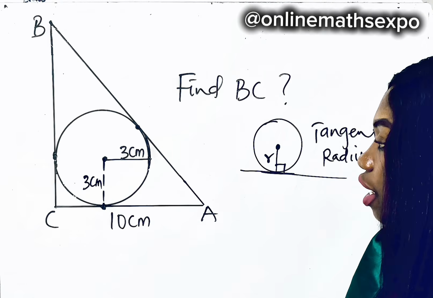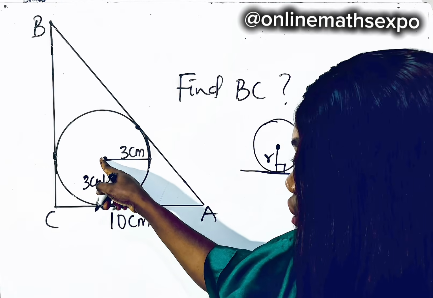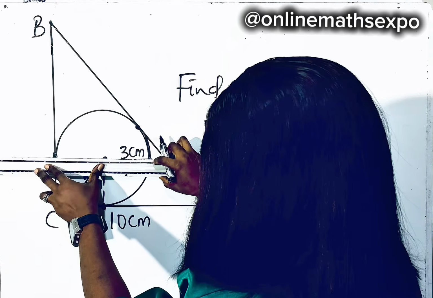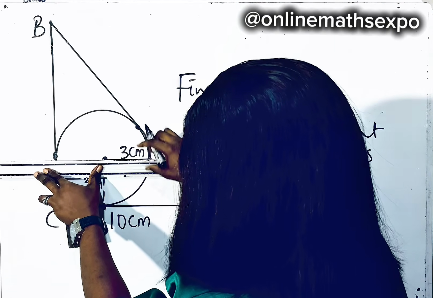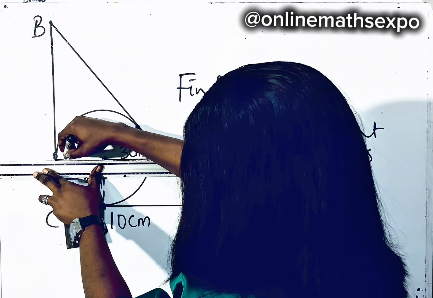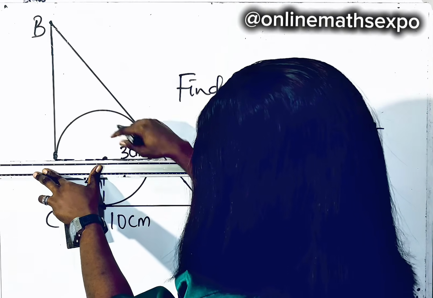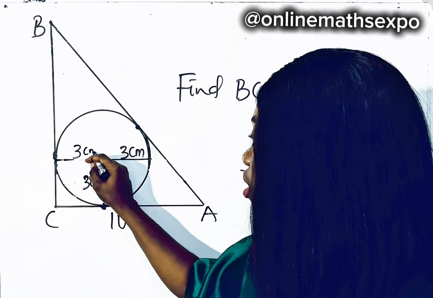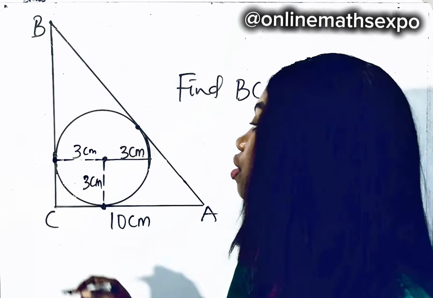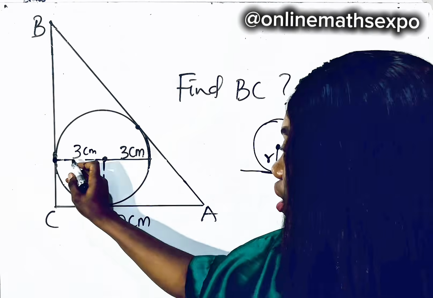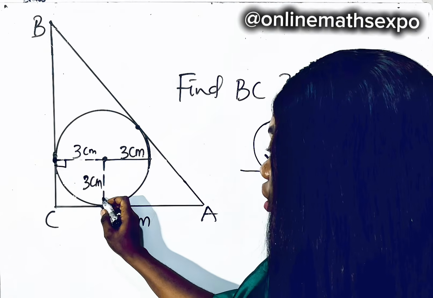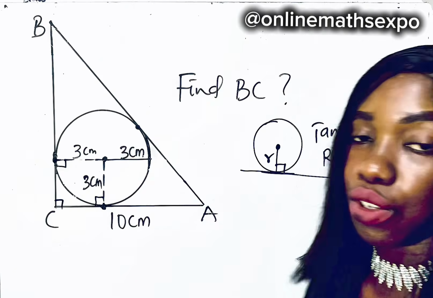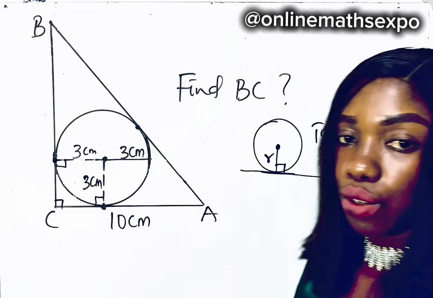Now, what should we do next? You can also get it from here, touching this point. So in that case, you can also join it. So we join to have this. This is what we have. From here to here is also 3 centimeters. This is the point. And you see that there are right angles here and also here. This is a right angle triangle. So this angle is also 90.